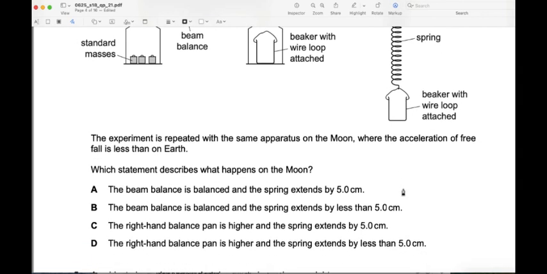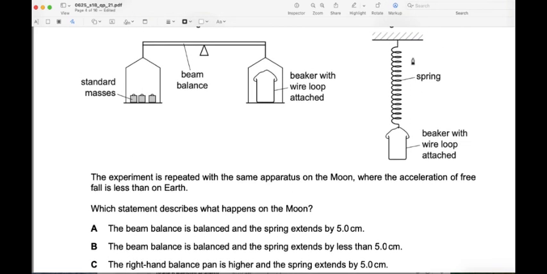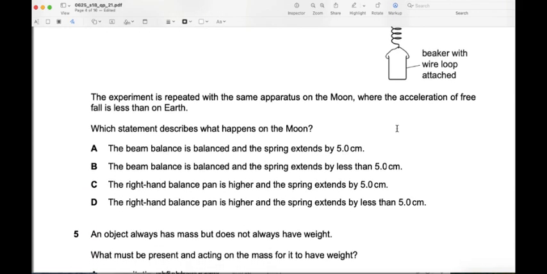Now, which statement describes what happens on the moon? A, the beam balance is balanced and the spring extended by 5 centimeters. On the moon, no. B, the beam balance is balanced and the spring extended by less than 5 centimeters. Yes, although it will be balanced, this extension will be less than 5 centimeters on the moon. It will not be up to 5 centimeters.